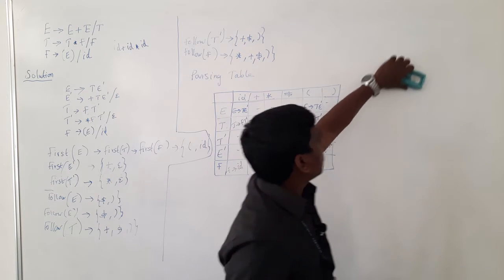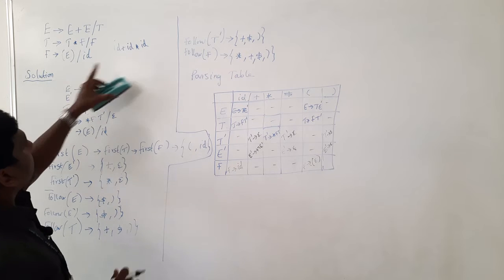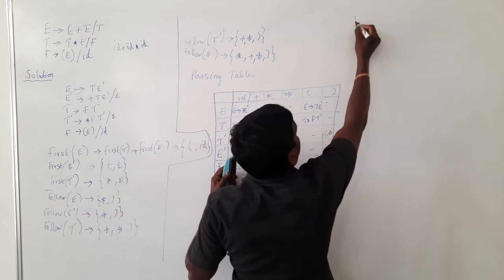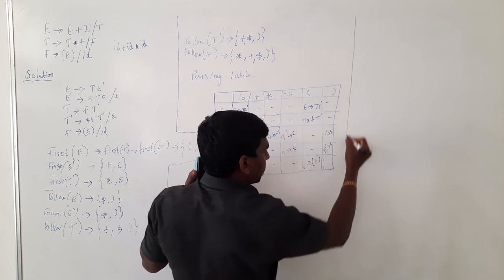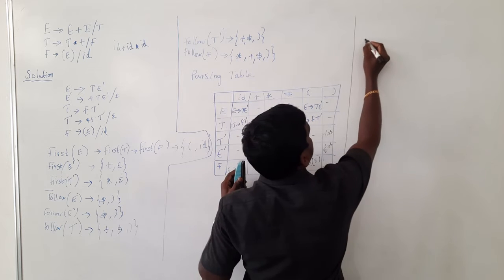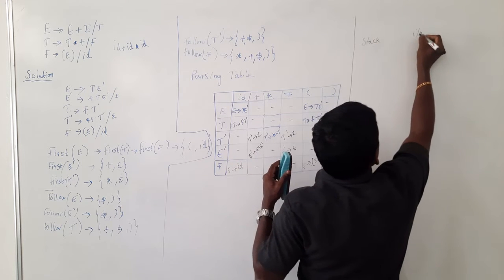And next, we have to do the stack implementation for this input, ID plus ID star ID. To implement the stack, we need the parsing table. The first columns are stack, input and action.